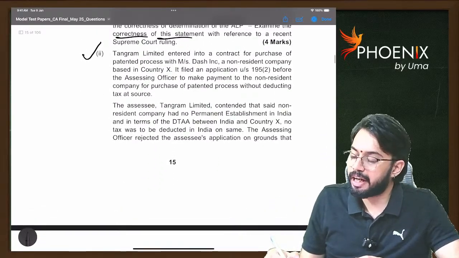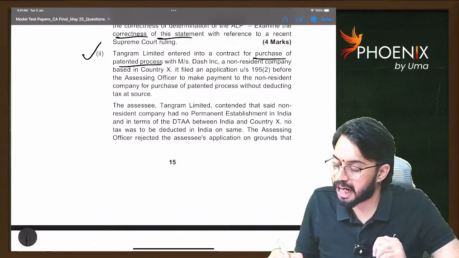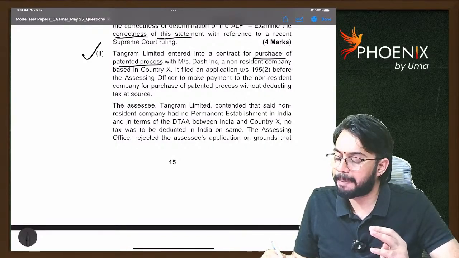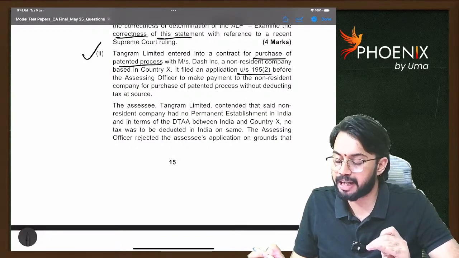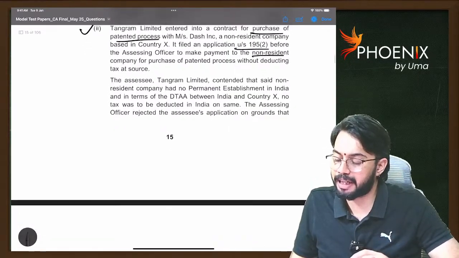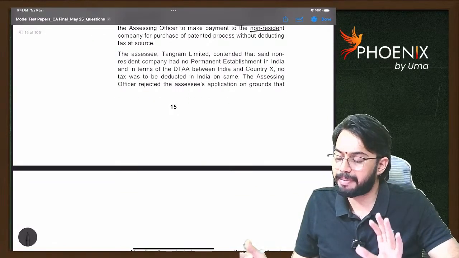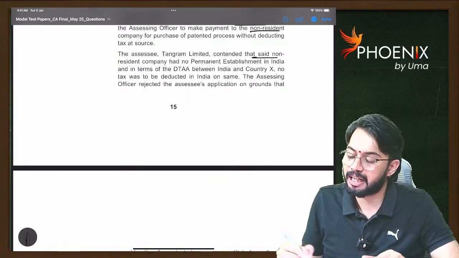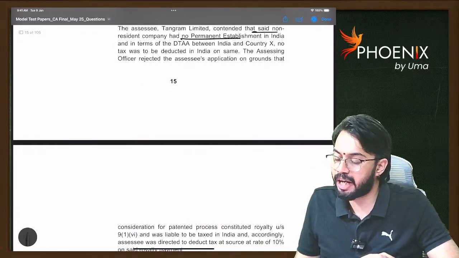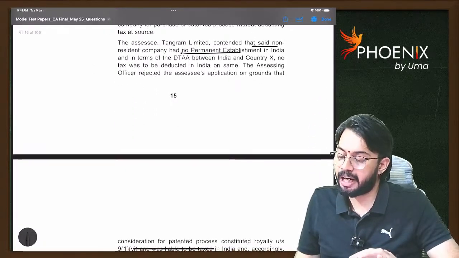Tangram Limited entered into a contract for purchase of patented process with Merces-Inc, a non-resident company based in country X. It filed application under section 195(2) before assessing officer to make payment to non-resident company for purchase of patented process without deducting tax at source. The SSC Tangram Limited contended that said non-resident company had no PE in India, and in terms of DTAA between India and country X, no tax was to be deducted on same.